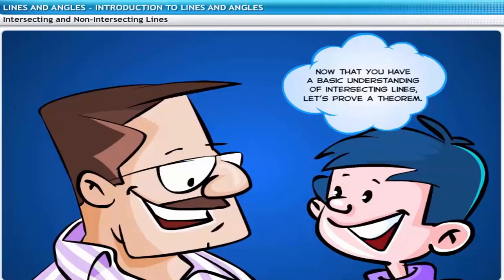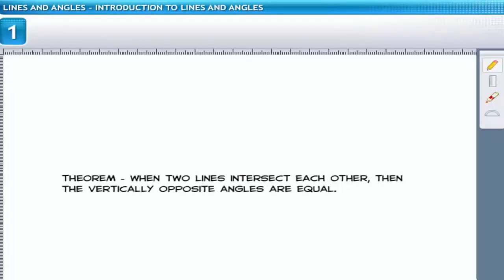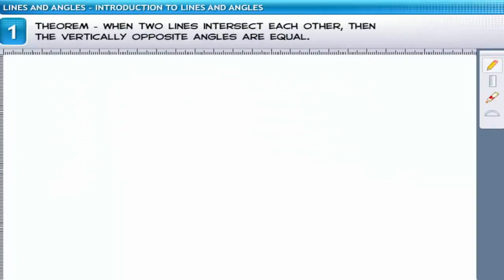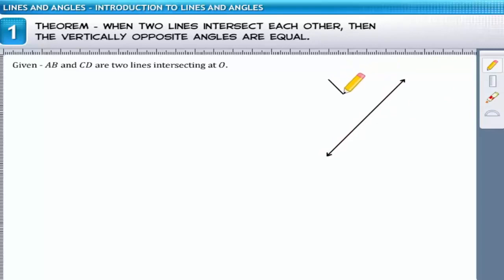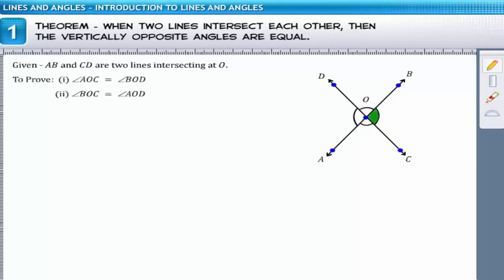Now that you have the basic understanding of intersecting lines, let's prove a theorem. The theorem states that when two lines intersect each other, then the vertically opposite angles are equal. Let lines AB and CD intersect at a point O. We have to prove that angle AOC is equal to angle BOD, and angle BOC is equal to angle AOD.